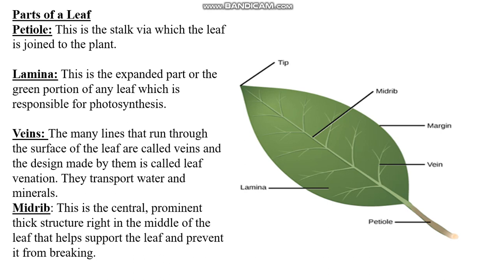Next is the lamina. This is the expanded part, the green portion of any leaf, which is responsible for photosynthesis. Then veins: the many lines that run through the surface of the leaf are called veins, and the design made by them is called leaf venation. By the type of leaf venation, we classify leaves into two types, reticulate venation and parallel venation. Veins transport water and minerals. And next is the midrib. This is the central, thick structure present right in the middle of the leaf that helps support it and prevent it from breaking.